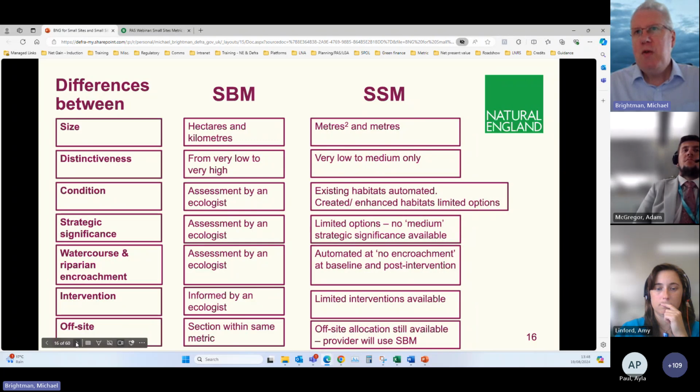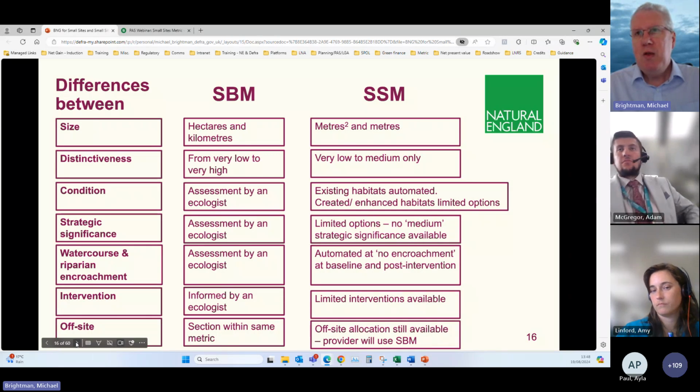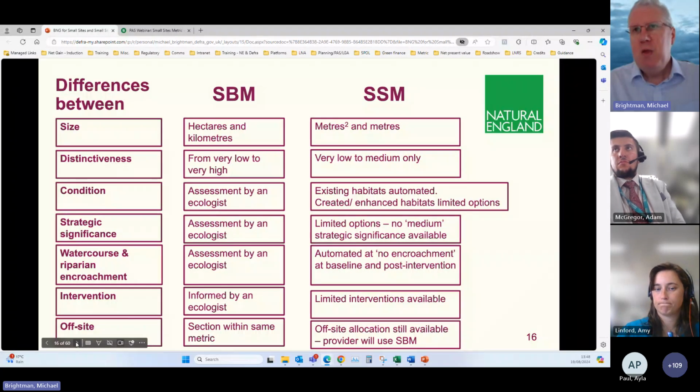For strategic significance, there is a limited option in the small sites metric, with no opportunity to select medium strategic significance. For watercourses and riparian encroachment, in the small sites metric, that's automated at no encroachment at baseline and post-intervention. And in terms of interventions more generally, in the small sites metric, they are more limited. For off-site units, the off-site provider would have to use the statutory biodiversity metric.